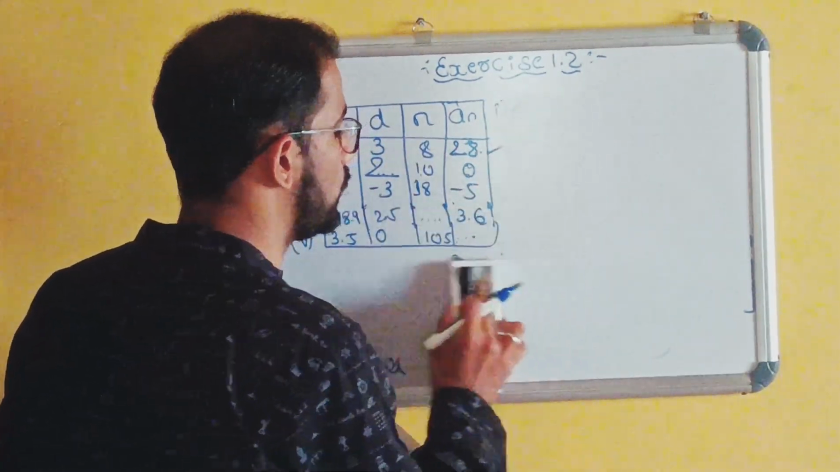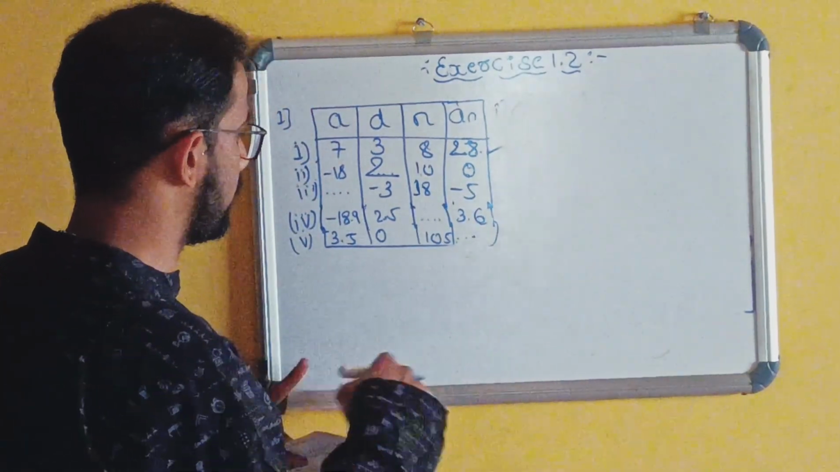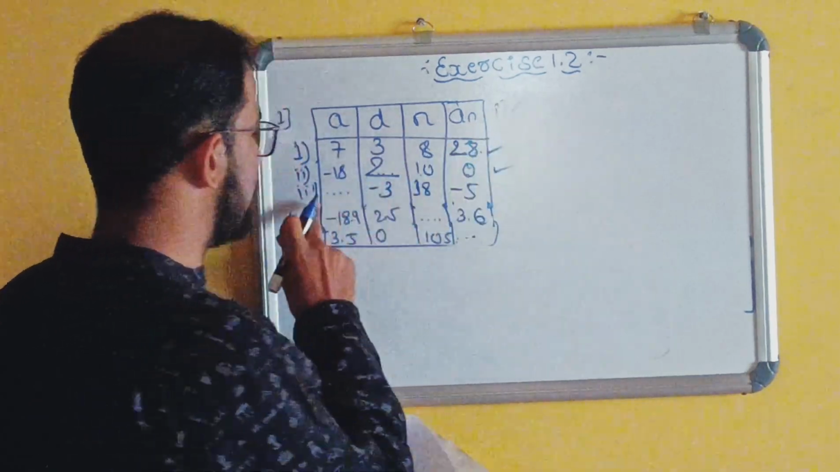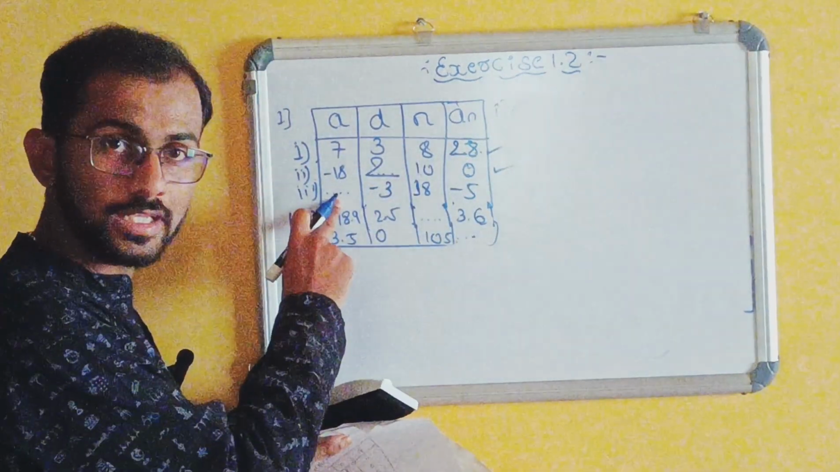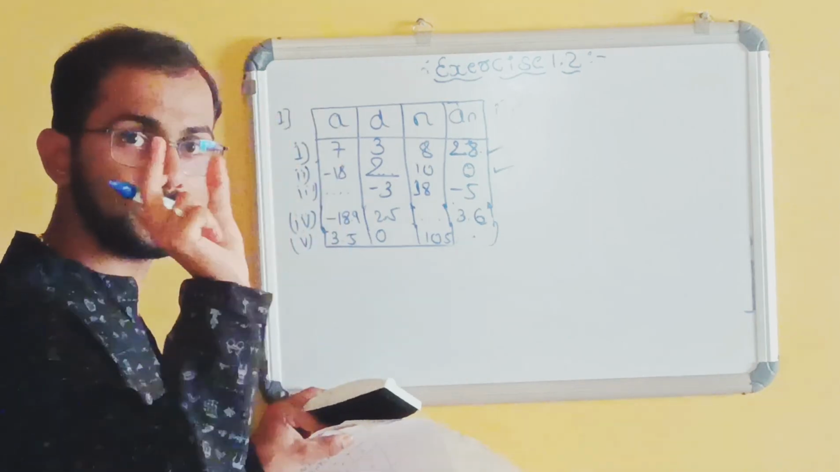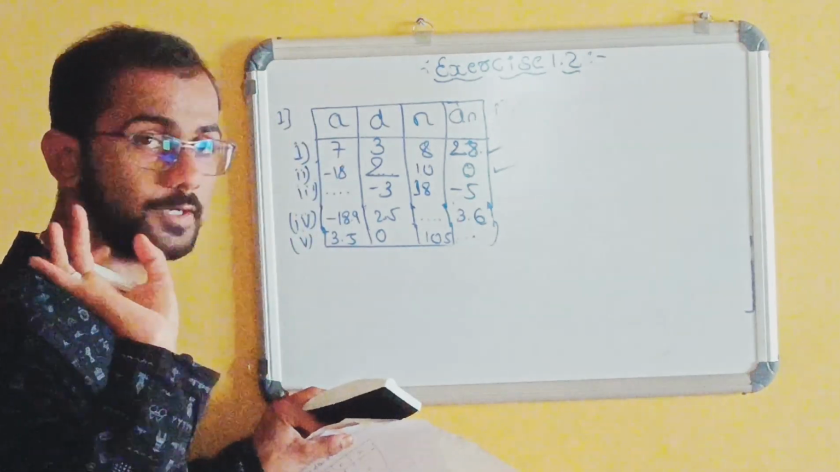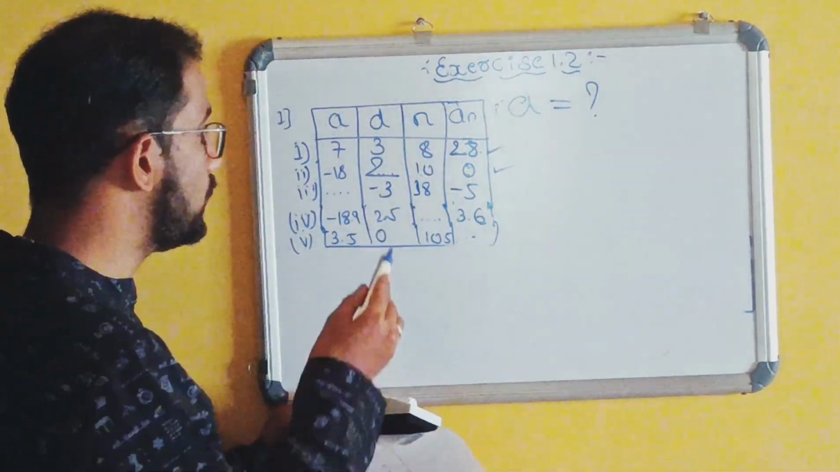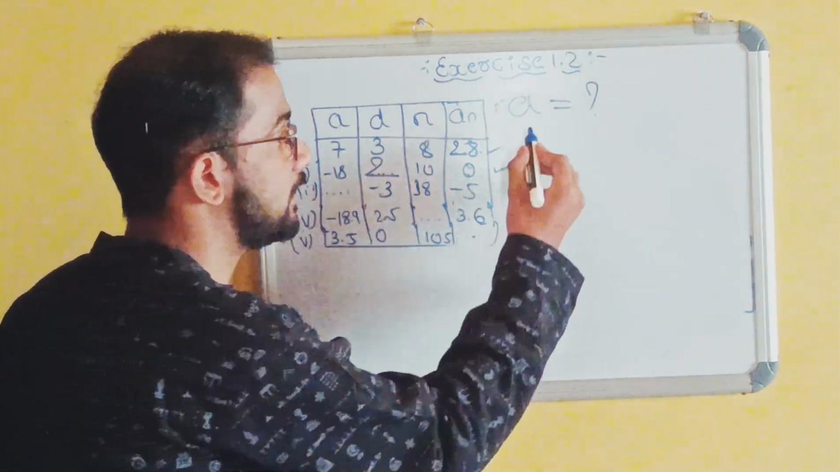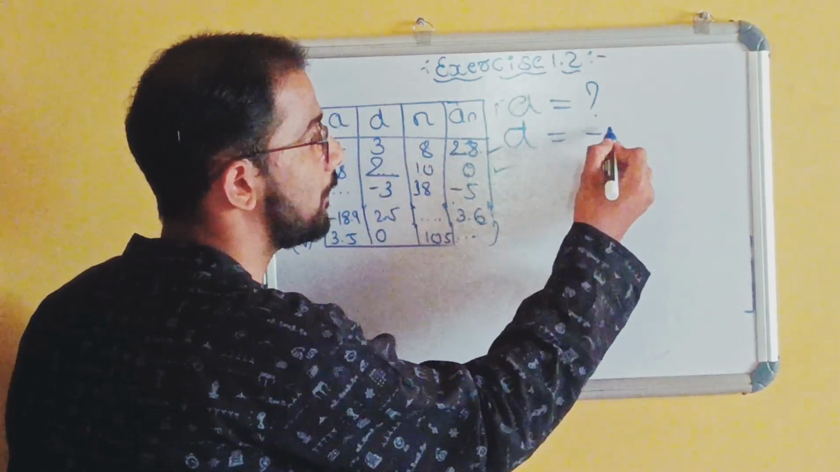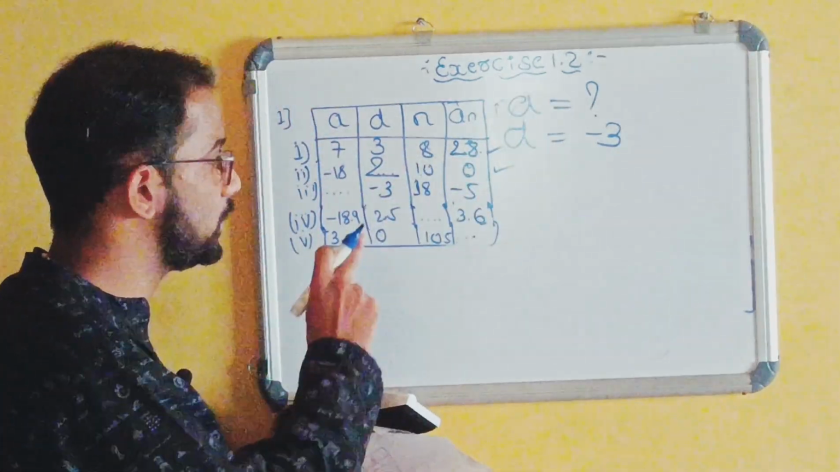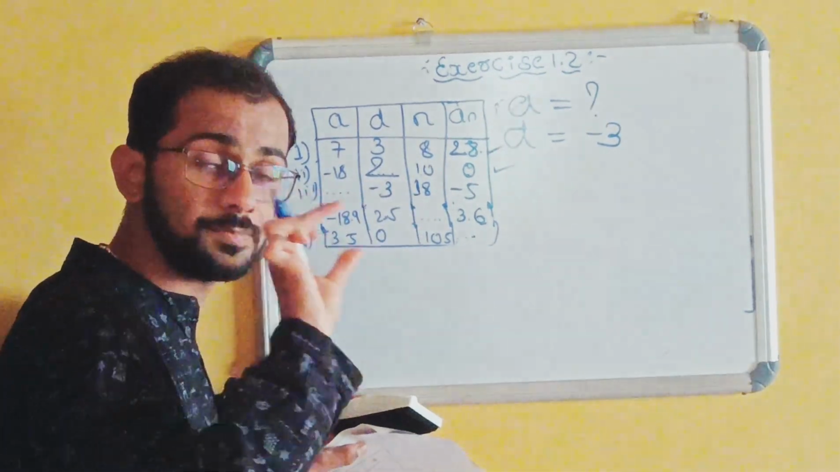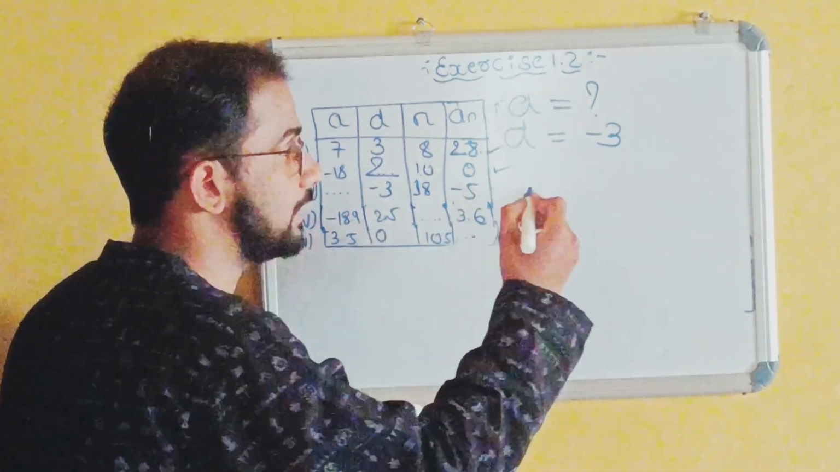Now let's move on to the third one. In the third one, A is not given. We don't know the value of the first term, so simply keep it as it is, A. D is given as minus 3. It is also given that there are 18 terms. 18 terms are present in the given sequence.